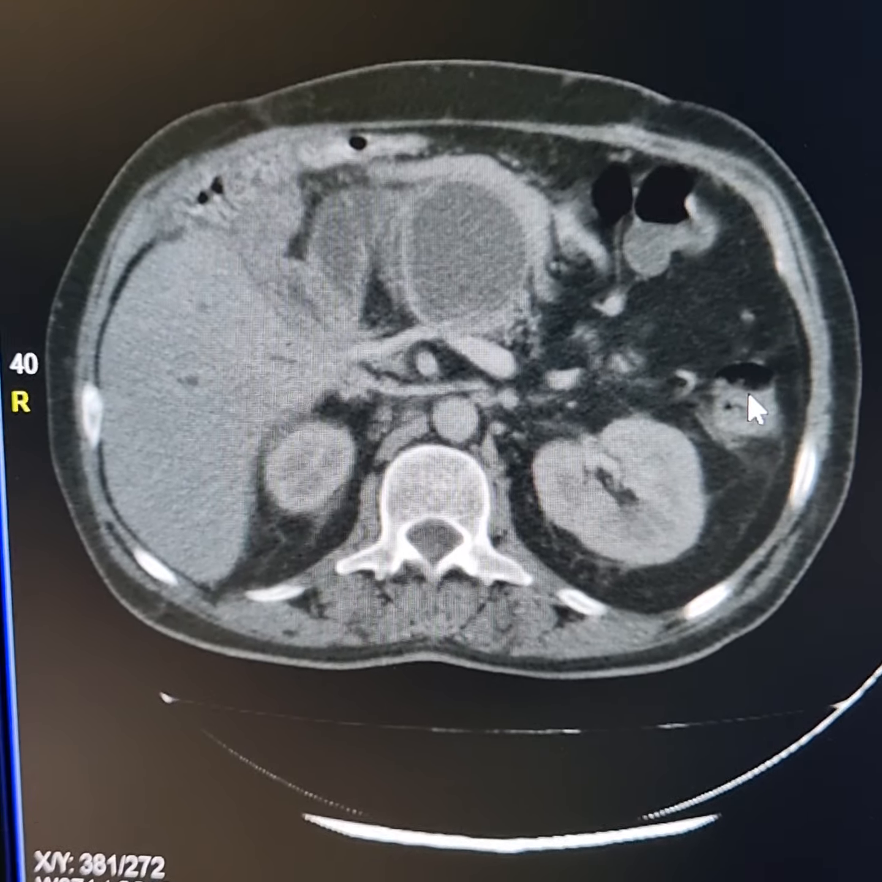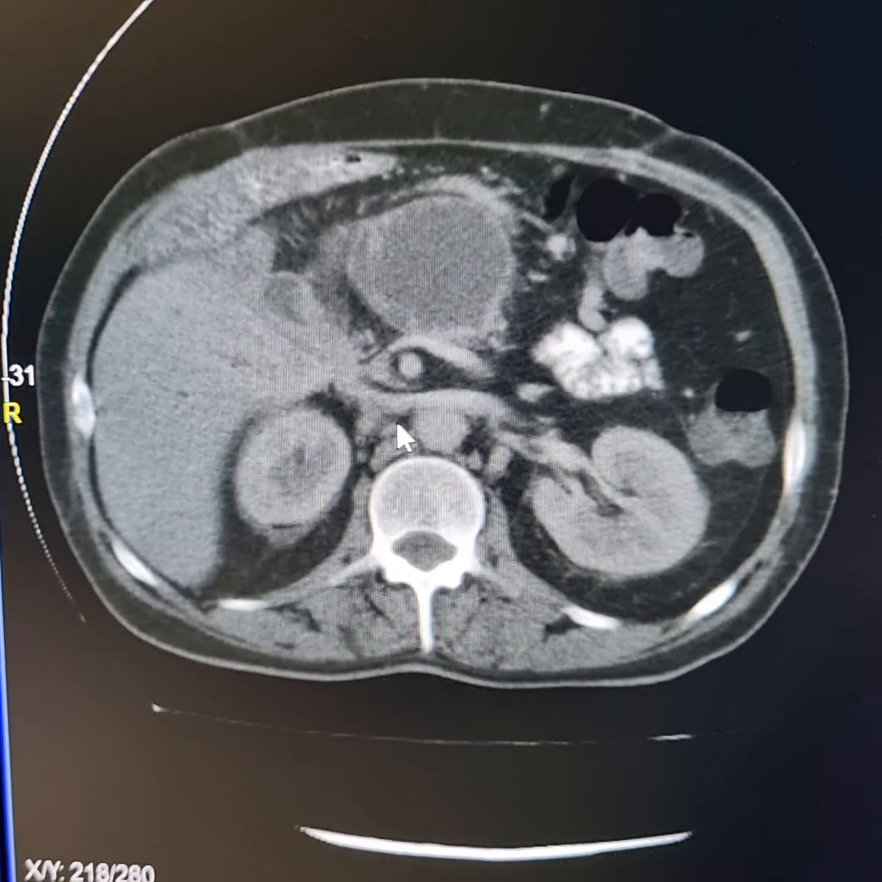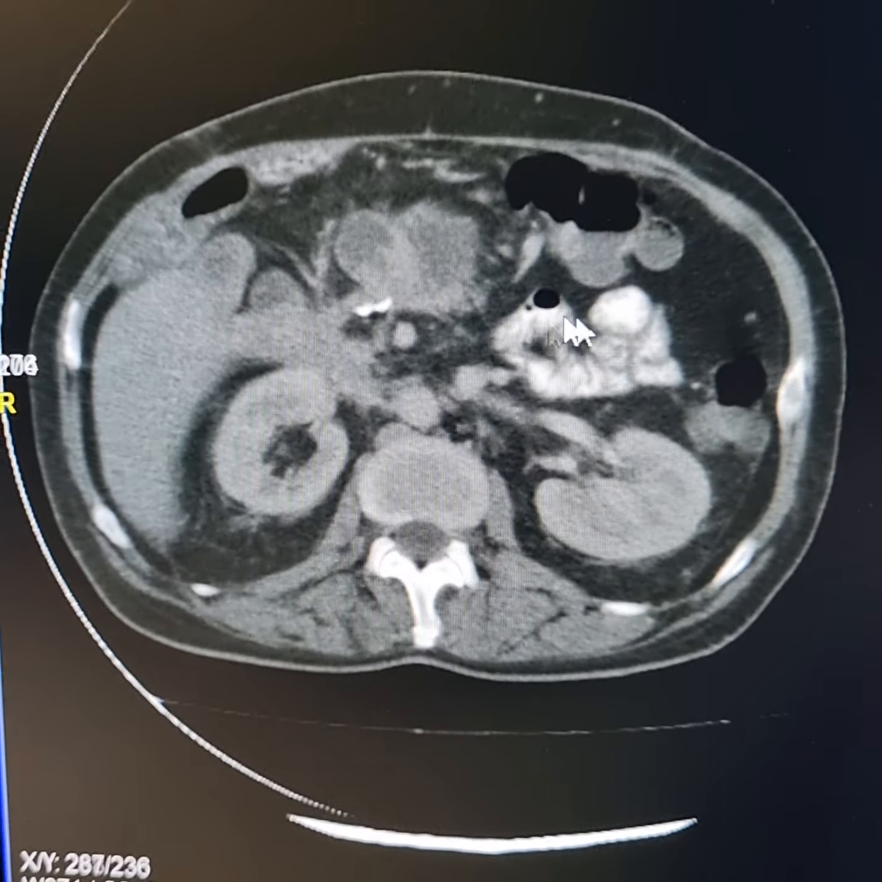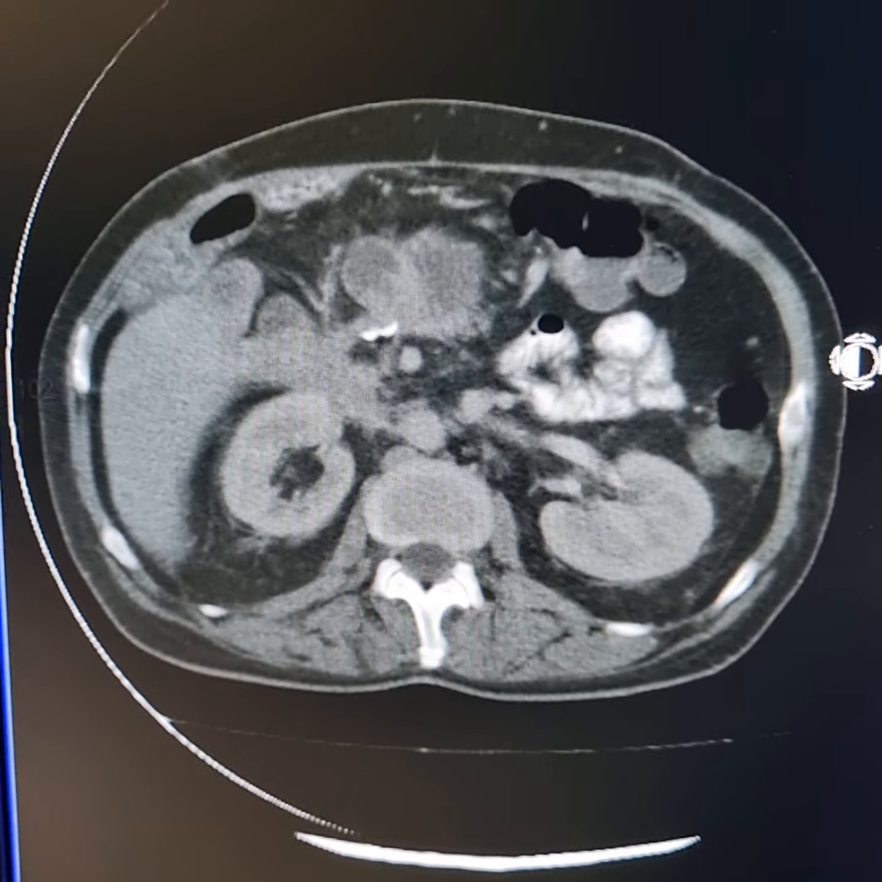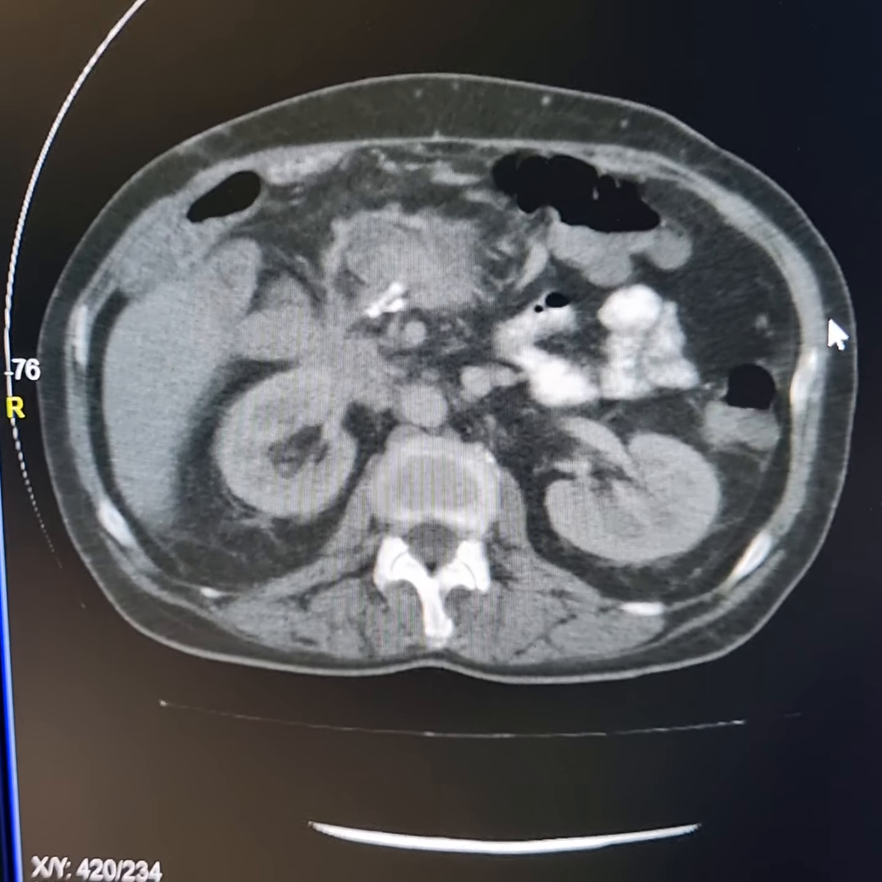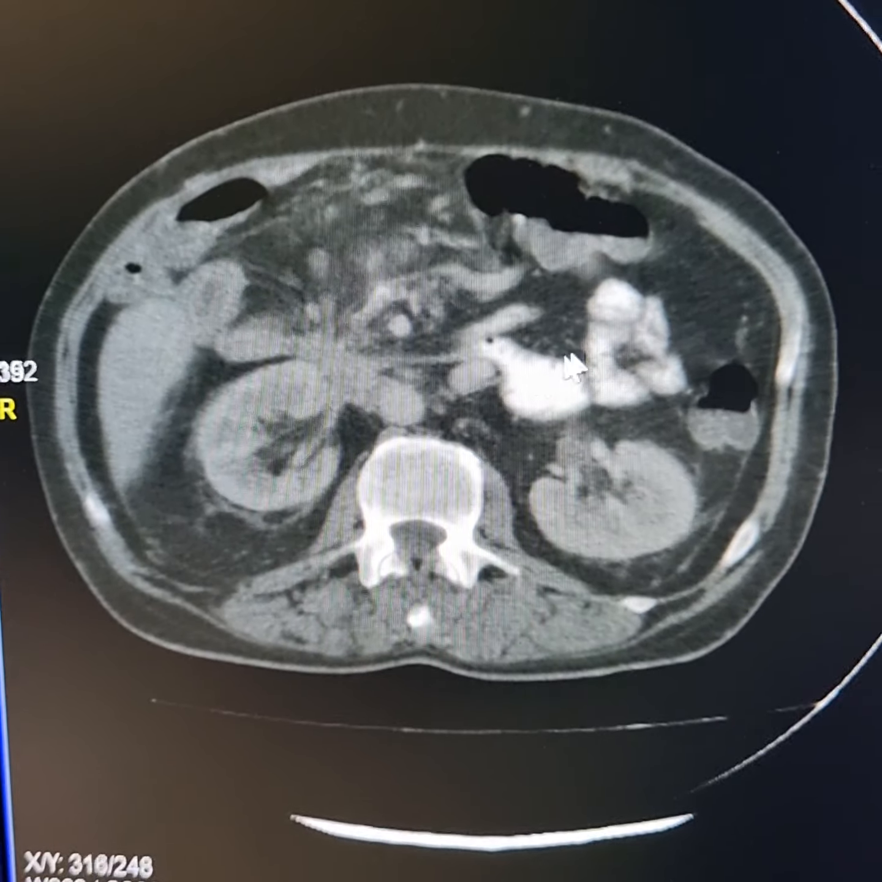Although the size is small, since there is a metastatic lesion here, the likelihood of these being metastatic is higher.